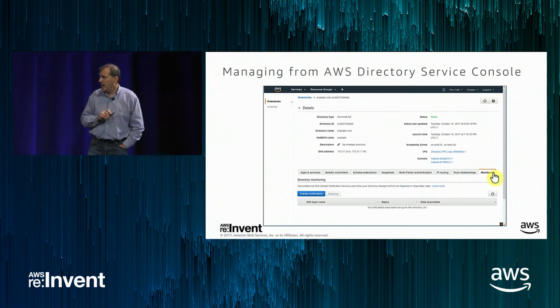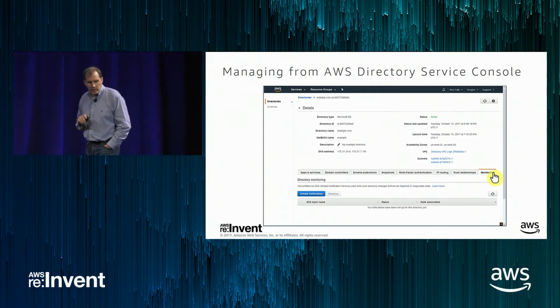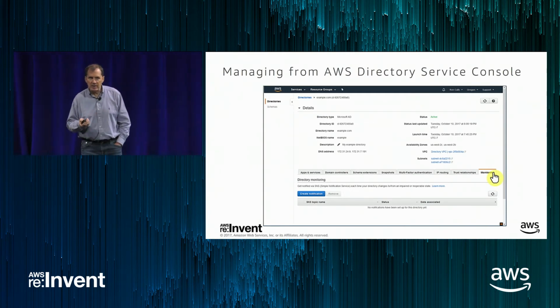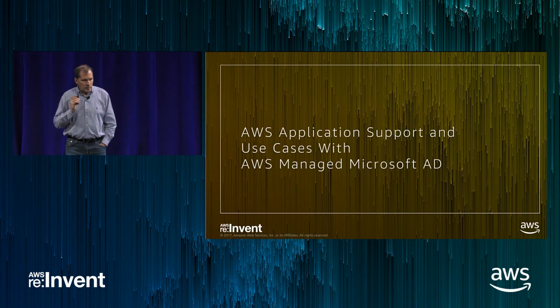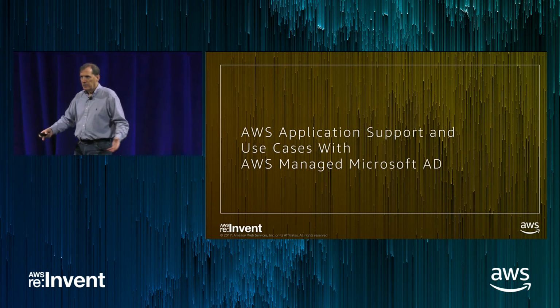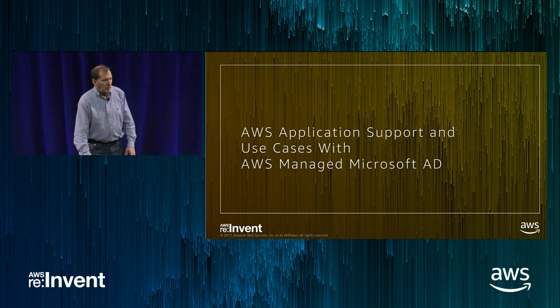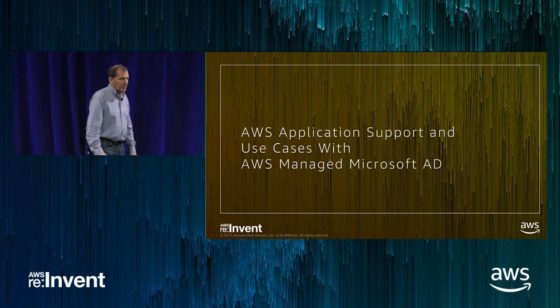The next tab here is for monitoring, and this is where you can set up SNS notifications as an example for different events so that you can keep tabs on what's going on in your directory. So those are the key things you do inside of the directory for management purposes. So I want to talk a bit about application support and the different use cases there.